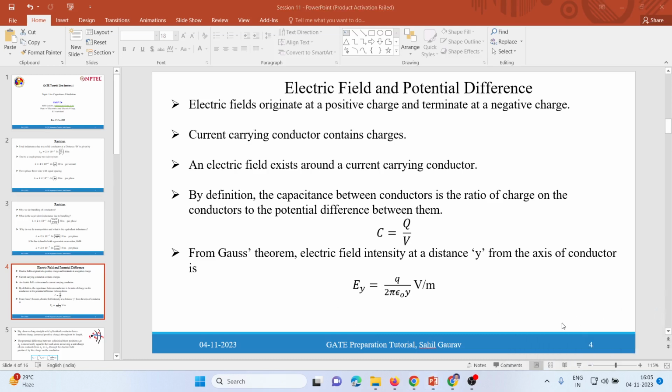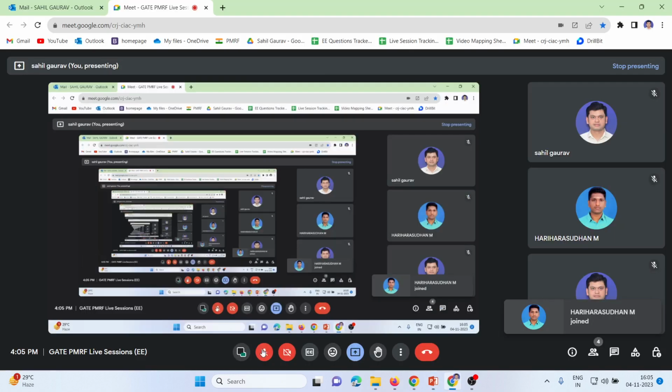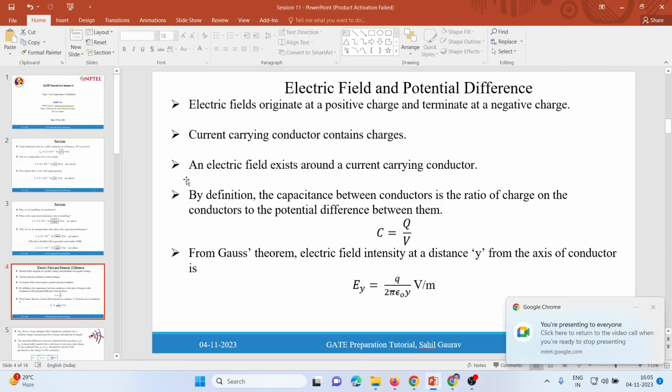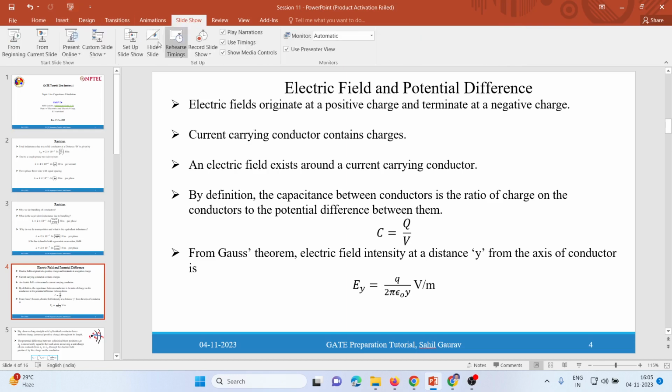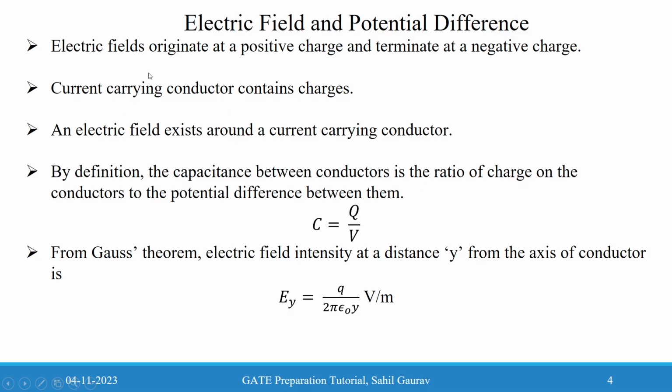Now we will see the electric field and potential difference, which are very necessary for the capacitance calculation. We all know that electric fields originate at positive charge and terminate at negative charge, and a current carrying conductor contains charges. Therefore, this electric field exists around a current carrying conductor.